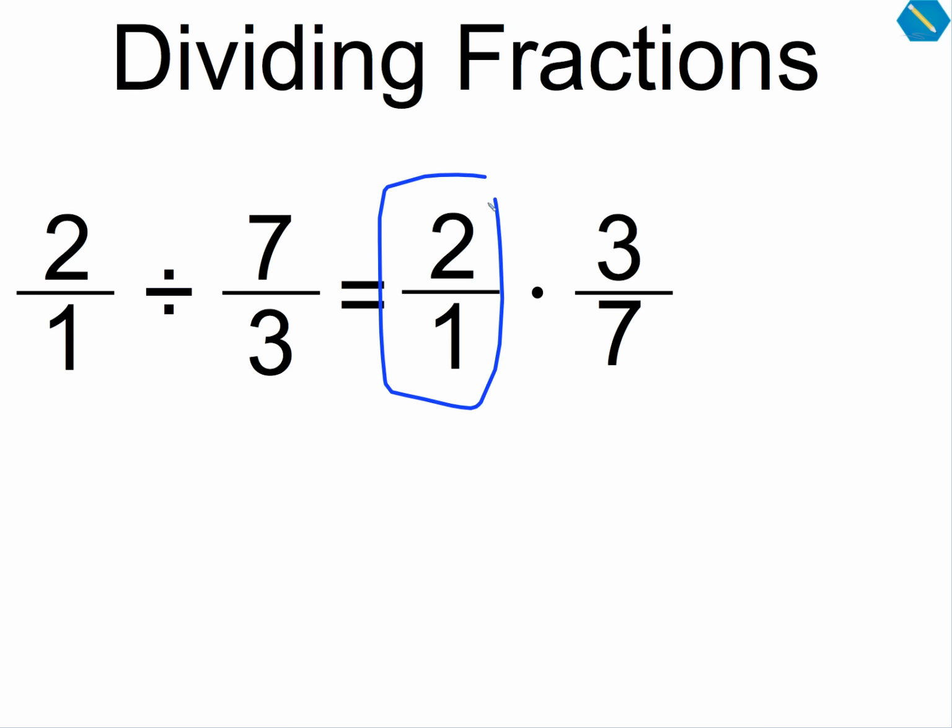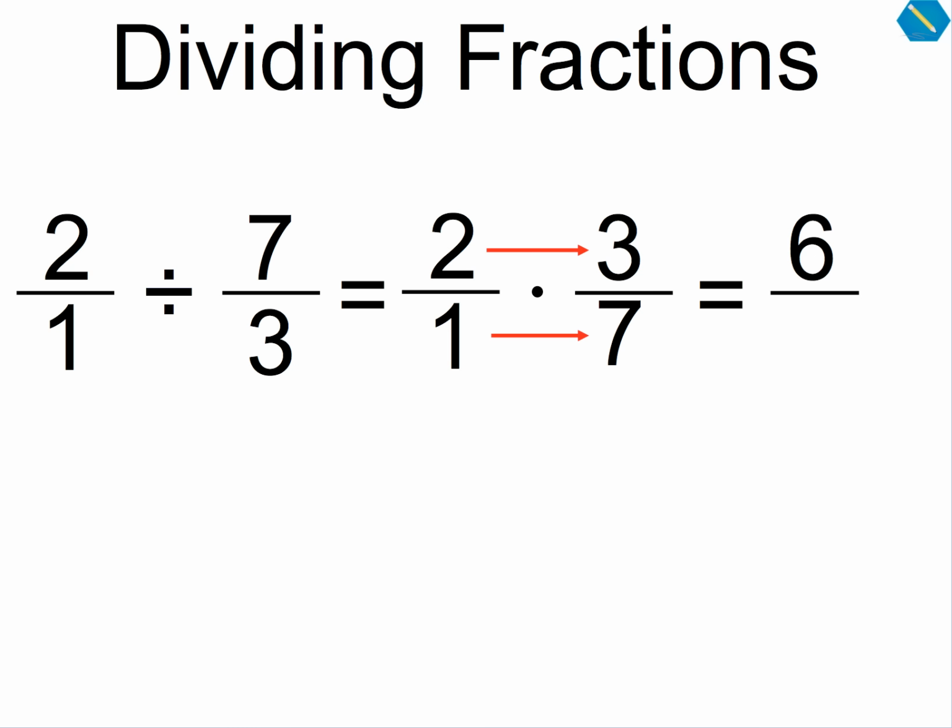This part stays the same. You change your division into a multiplication problem, and then you take the reciprocal of 7/3, which is 3/7. Now we can multiply straight across. So in the numerator, 2 times 3 is 6, and 1 times 7 in the denominator is 7.